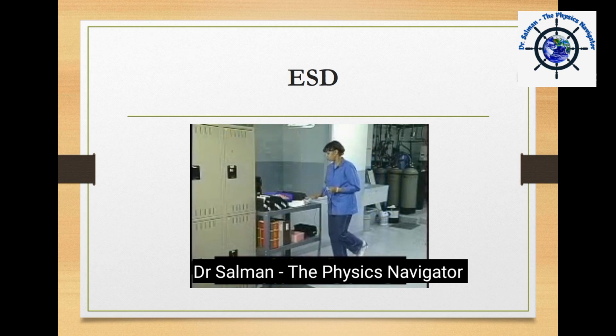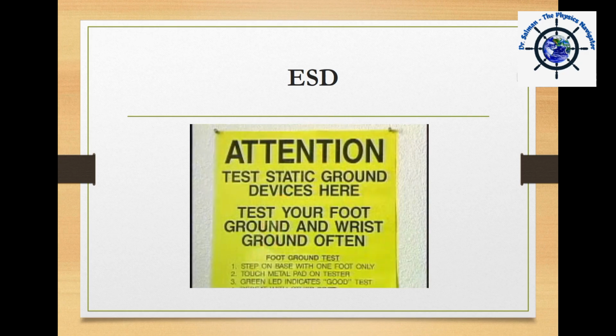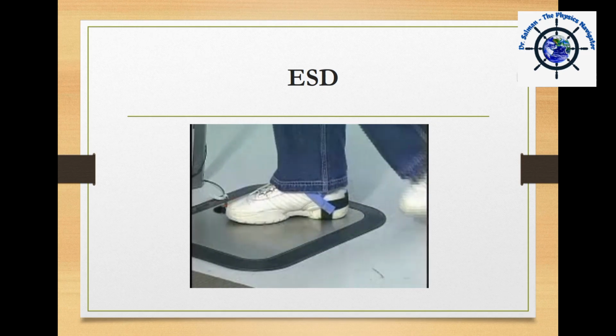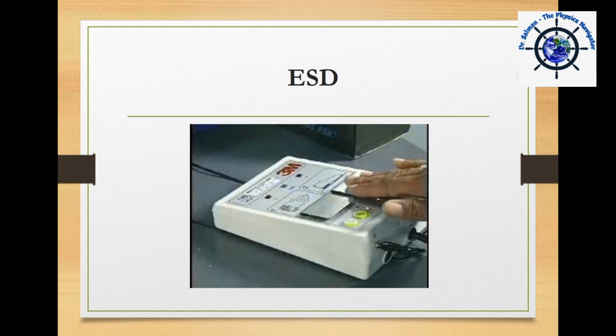Shoe grounders and wrist straps should be tested at regular intervals to make sure they are working properly. Your company will let you know where and how often you should do this. When testing shoe grounders, place the foot with the strap on the metal plate and press the test button. The pass light indicates that the device is functioning properly.